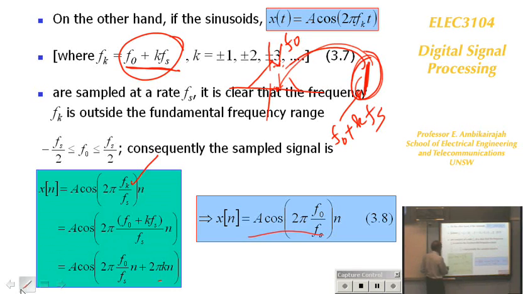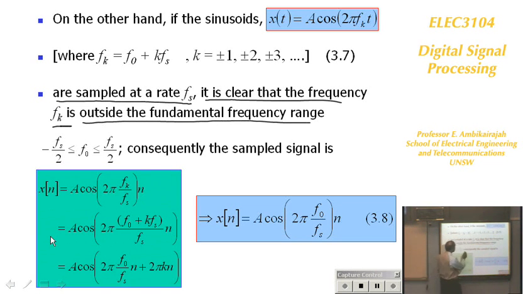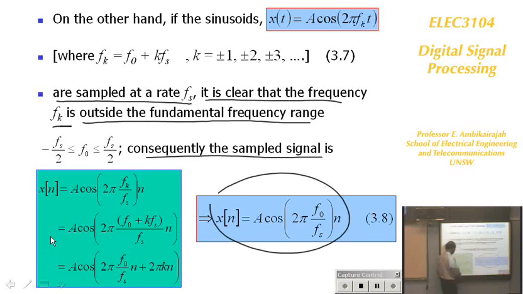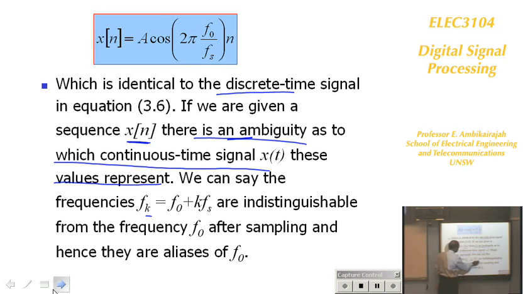Basically, say a signal sampled at rate Fs, it is clear that the frequency Fk, which is outside the fundamental frequency range, consequently, the sampled signal is this. If you have a signal outside the region, you can still end up as close to your original signal, which is identical to the discrete time signal in the equation. So, if you are given a sequence x(n), there is an ambiguity as to which continuous time signal x(t) these values represent. So, we can say frequencies Fk plus F0 are indistinguishable. We cannot distinguish them, because a frequency outside the sampling range can also be seen as though it's inside. Hence, they are aliases of F0.